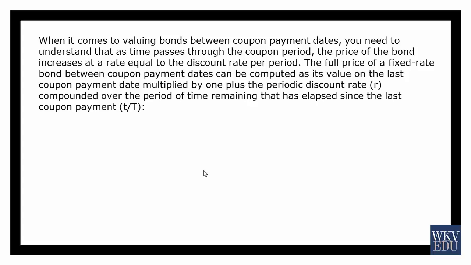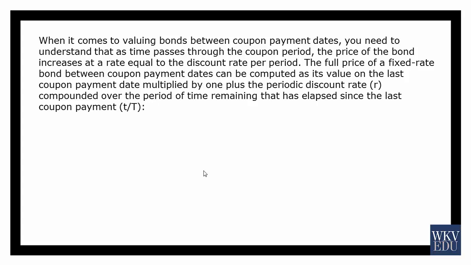However, for corporate bonds, the 30/360 convention is used. In a similar example, the accrued interest for settlement on June 27 would be calculated as 42 divided by 180 times the coupon payment. When it comes to valuing bonds between coupon dates, you need to understand that as time passes through the coupon period, the price of the bond increases as the next coupon payment draws closer, at a rate equal to the discount rate per period.